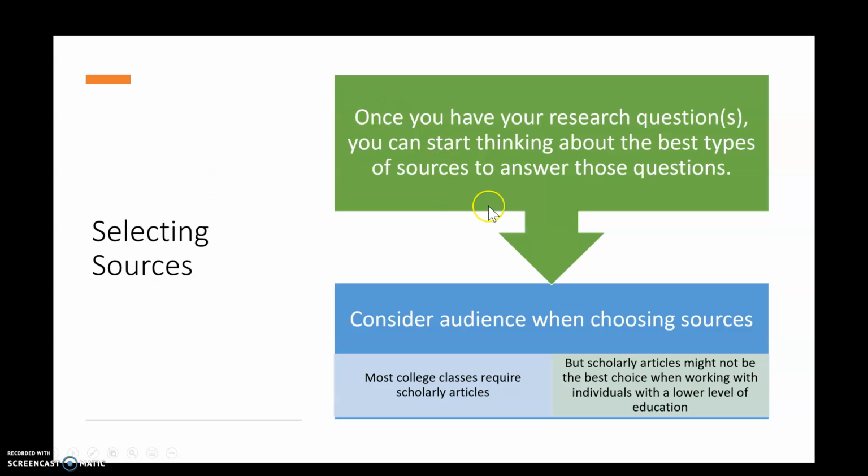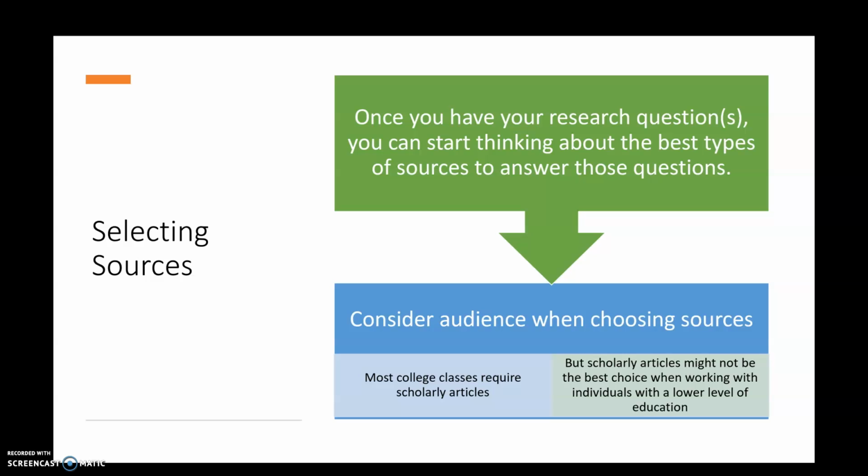So once you have your research questions or question, you can start thinking about the best types of sources to answer those questions. And it's a good idea to consider your audience when choosing sources. So most college classes require scholarly articles from the databases we looked at a second ago. But scholarly articles might not be the best choice when working with individuals with a lower level of education or the public in general. So the average American reads at the 8th grade level.